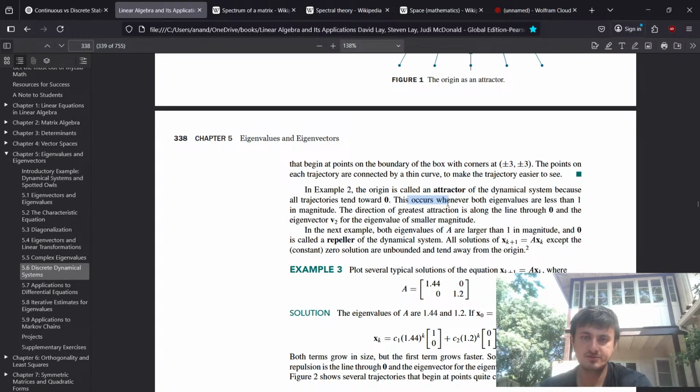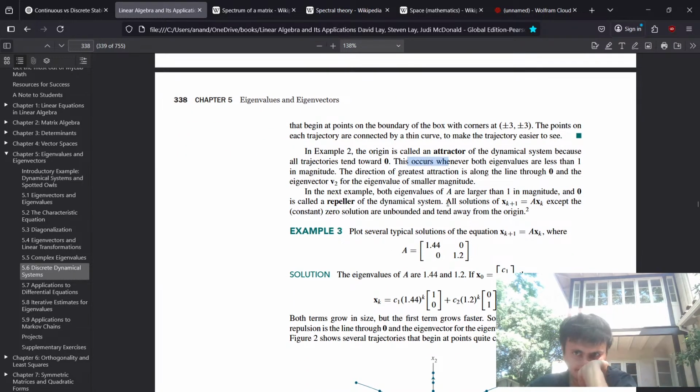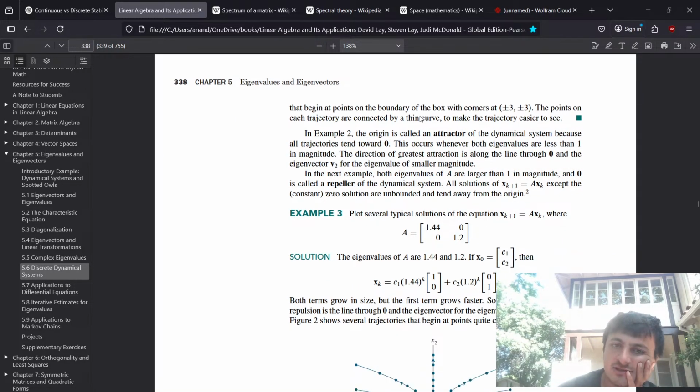An example: the origin is called an attractor because all trajectories tend towards zero. This occurs whenever both eigenvalues are less than 1 in magnitude. The direction of greatest attraction is along the line through 0 and the eigenvector v2, for the eigenvalue of the smaller magnitude, because we assume that the eigenvalues are decreasing.